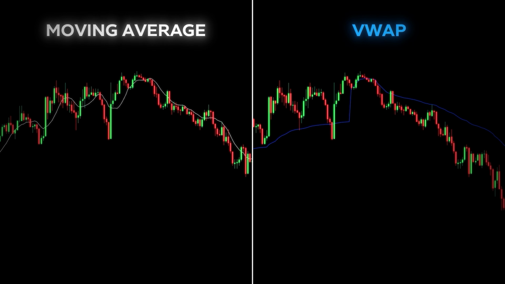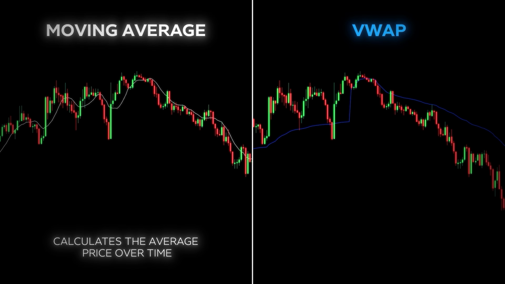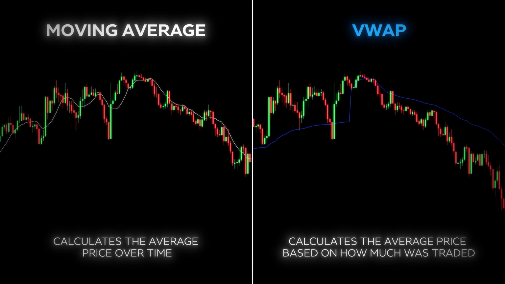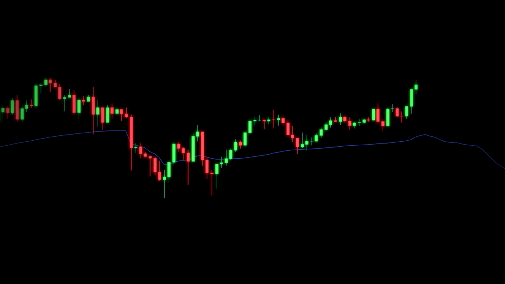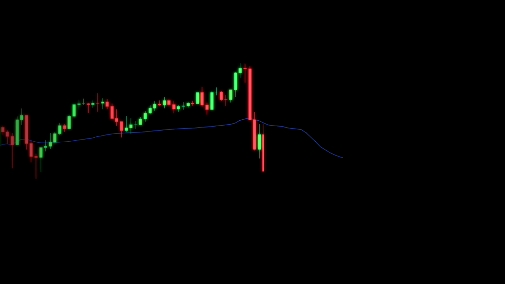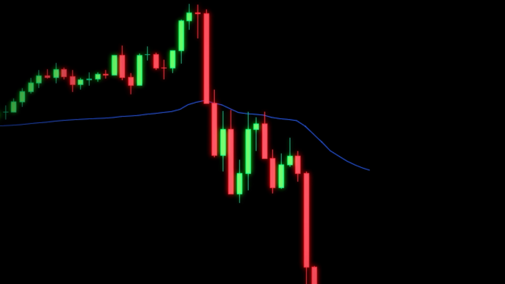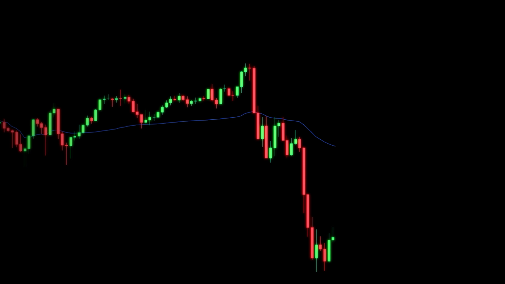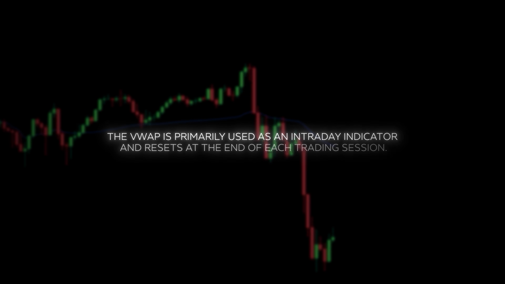The VWAP looks just like a moving average, except it's way smarter. A normal moving average only cares about price, but the VWAP multiplies price by volume traded. Thus, it gives you the true average price, where most of the money actually traded hands. And that's why big institutions love it. They need that huge liquidity. When they buy or sell, they gravitate towards that price level, where the heaviest volume has already happened. And that makes the VWAP act like a magnet for price. The VWAP is primarily used as an intraday indicator and resets at the end of each trading session.